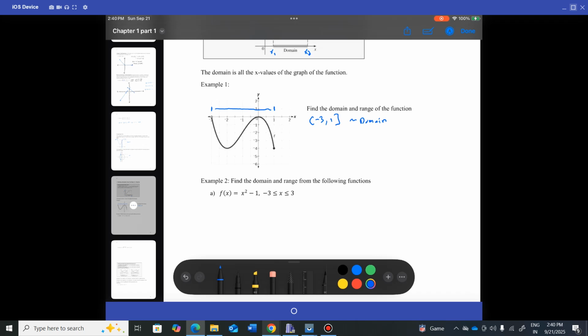For the range, the lowest value is -4. Highest value is 0. Now, are these points included? Well, we can see this point here as well as this point here are both included in the graph. So -4 will have a bracket. Now, this point over here is not included, but this point is. And so we would say that is also included. At least from what I can tell.